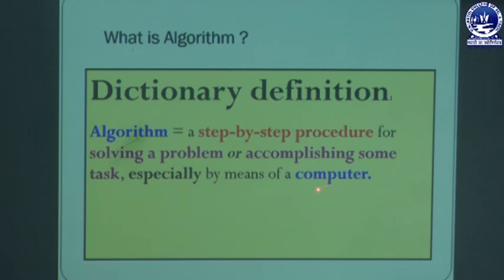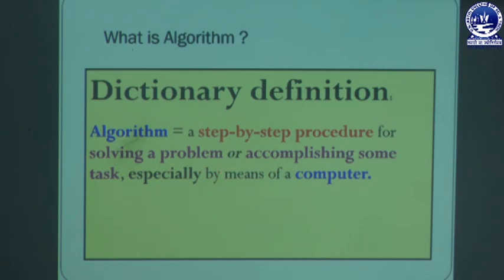So here we have to remember the algorithm is the step-by-step procedure that is meant for solving a problem or accomplishing some task. If some problem or task is given to us, we should define a step-by-step procedure to solve the problem or to accomplish the task. That is an algorithm. So why do we mention here especially by means of a computer? Why do we need a computer to write the algorithm?